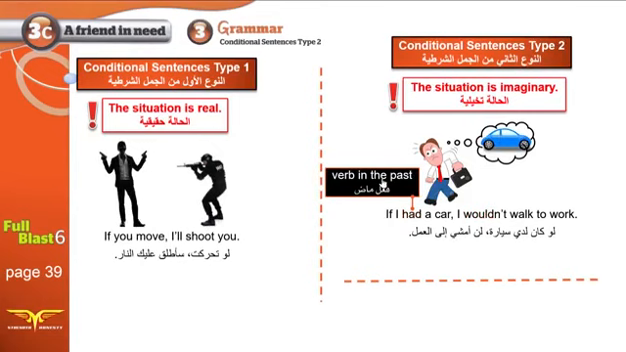Verb in the past. What is the second difference? I'm using would here. What did I use here? I used will. I'll shoot you. If I want this to be type 2, then I'll say if you moved, I'd shoot you. Not I'll shoot you. No, not I'll, not I will. No, I would shoot you. If you moved, I'd shoot you. I would shoot you. Okay, what else?